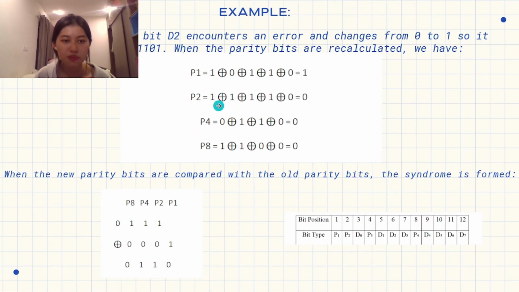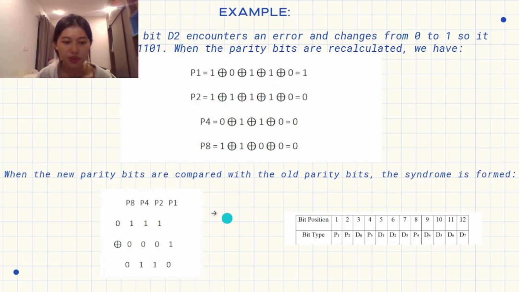And during transmission, D2 will have an error, changed from 0 to 1. And now the data after transmission is 0011110001. So now the new parity bits will be P1 equals 1, P2 equals 0, P4 equals 0, and P8 will be 0 too.